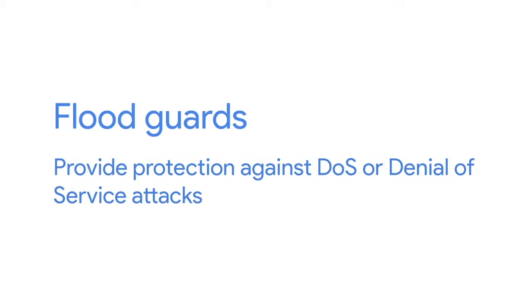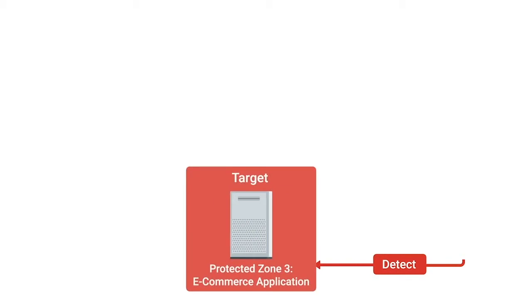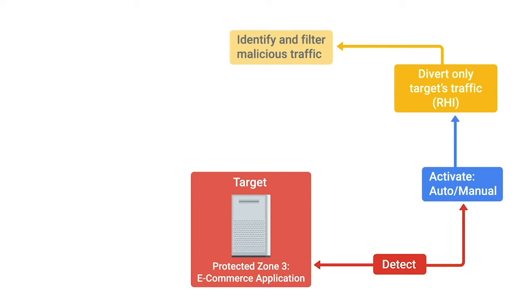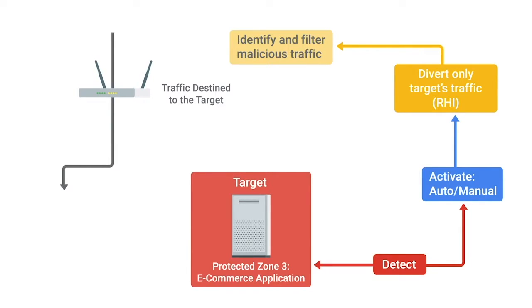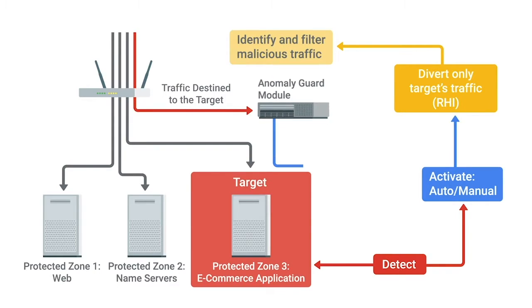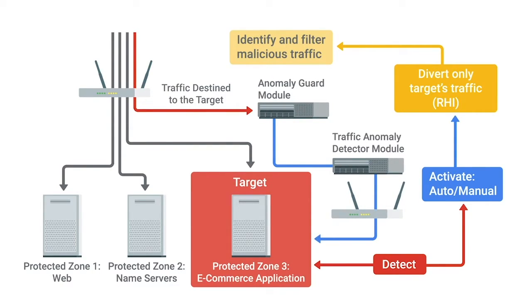Flood guards provide protection against DOS or denial of service attacks. Think back to the CIA triad we covered earlier. Availability is an important tenet of security and is exactly what flood guard protections are designed to help ensure. This works by identifying common flood attack types like SYN floods or UDP floods. It then triggers alerts once a configurable threshold of traffic is reached.